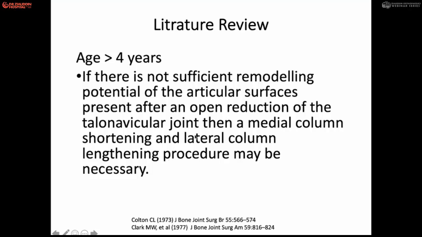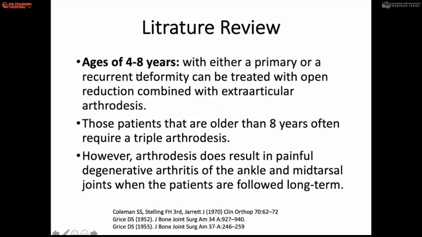It means you have to do lateral column lengthening by osteotomy of the calcaneum or the calcaneocuboid joint, and the shortening on the medial side by naviculectomy and capsulodesis. But if age is between 4 and 8 years, either a primary or recurrent deformity can be treated with open reduction combined with extra-articular arthrodesis, which mostly we do as subtalar fusion. Patients older than 8 years often require a triple arthrodesis because there are already stiffer joints in the subtalar and mid-tarsal joints.